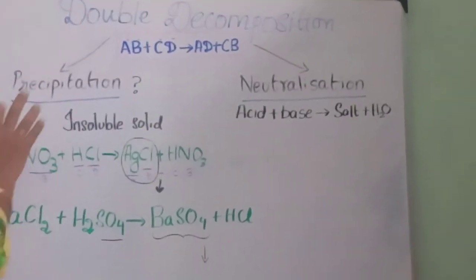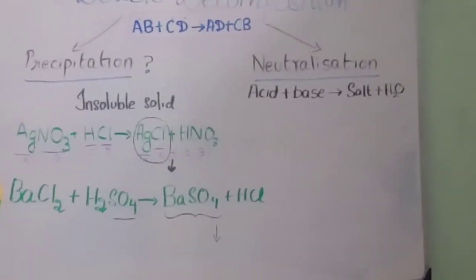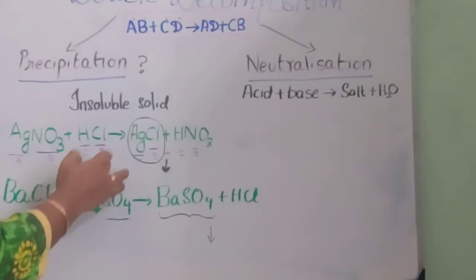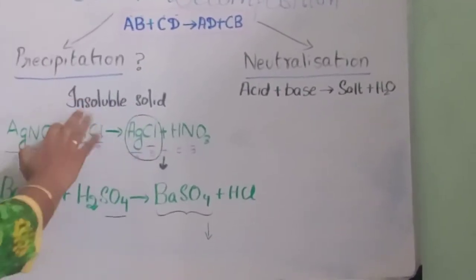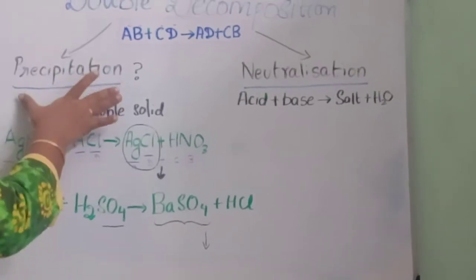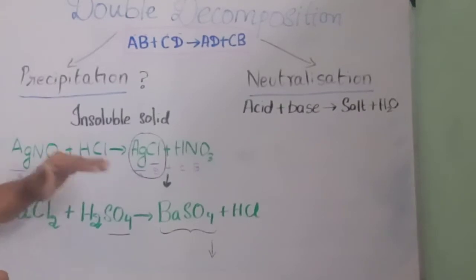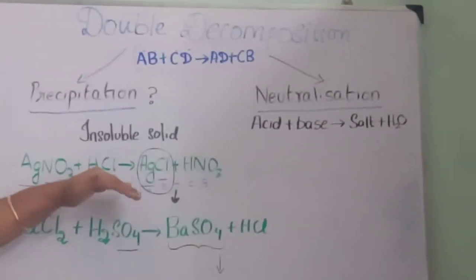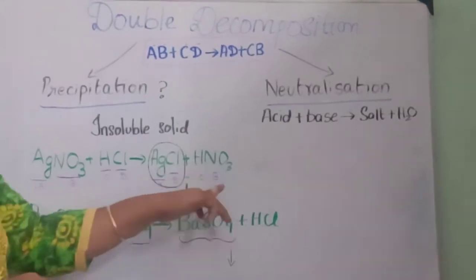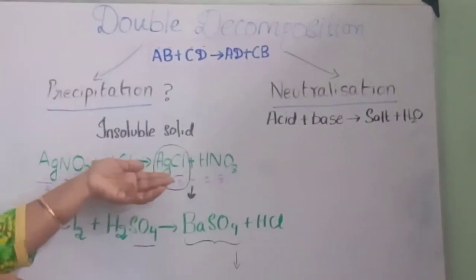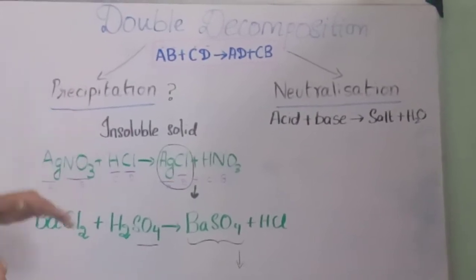Number one is these two are positive tests for the negative radicals, the radical chlorine and the radical sulfate, Cl minus and SO4 2 minus. The positive test is done by a precipitation reaction. For example, silver nitrate when reacts with hydrogen chloride, it forms silver chloride, the white precipitate of silver chloride, and nitric acid. So precipitate itself means it's an insoluble solid, that means it is formed in solution.